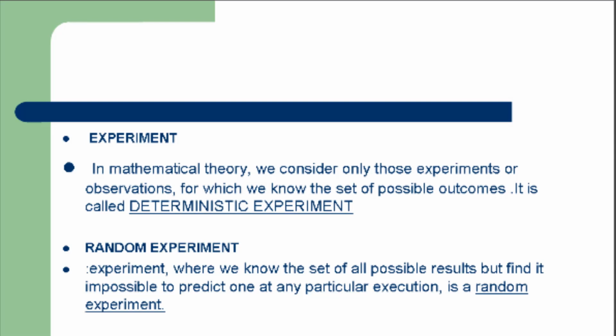Before we start to solve the problems, we should know the basic terminology that is used throughout our problem solving. Now, the first thing is, what is an experiment? When we say experiment, it consists of two categories. One is called deterministic, another is called random experiment.